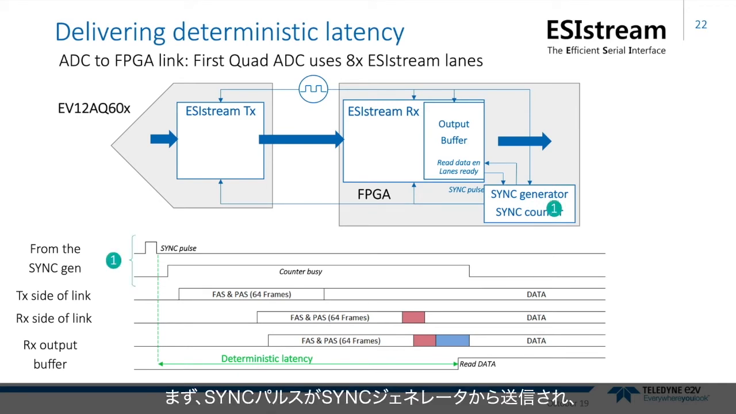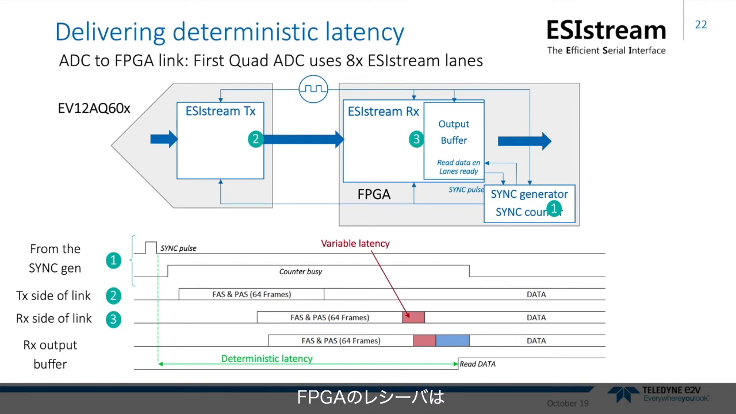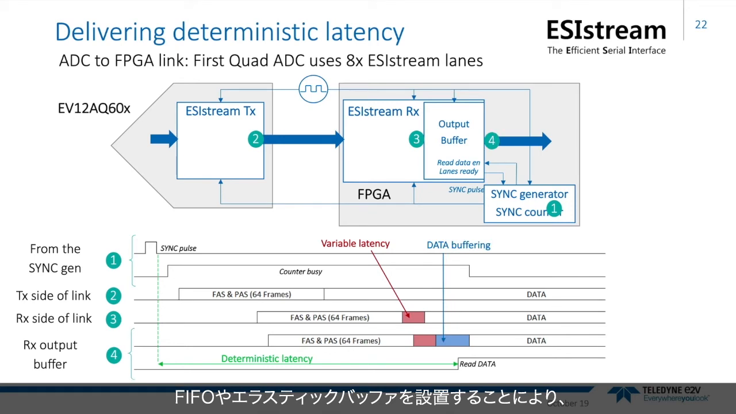Firstly, the sync pulse is sent from the sync generator and the sync counter starts. Next, the AQ600's transmitter sends a frame synchronization sequence on each lane, then it sends its data. The FPGA's receiver aligns the 16-bit ESIstream frames and initializes its own PRBS to descramble or decode the data sent. A variable data latency can be introduced by the design, for example by placing a FIFO or an elastic buffer in the data path. Equally, process, voltage or temperature effects can impact timing delays within the system, which must be corrected for lane synchronization.